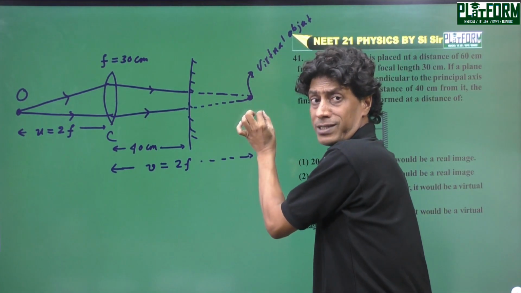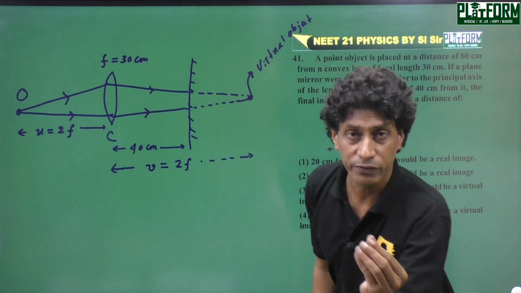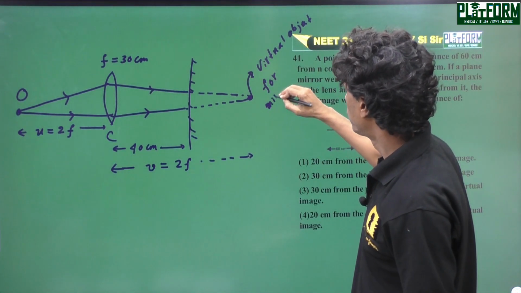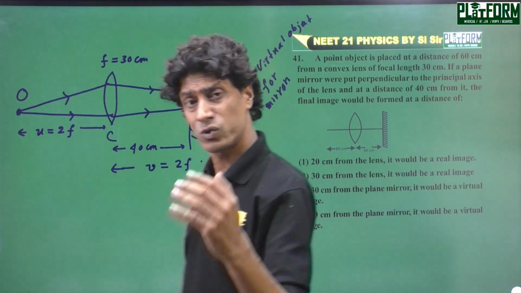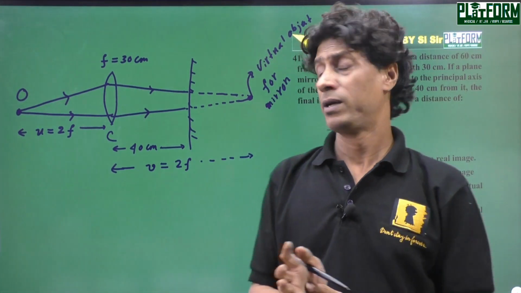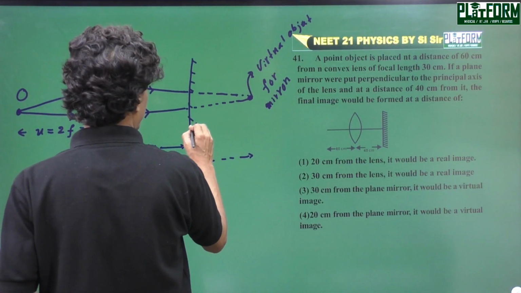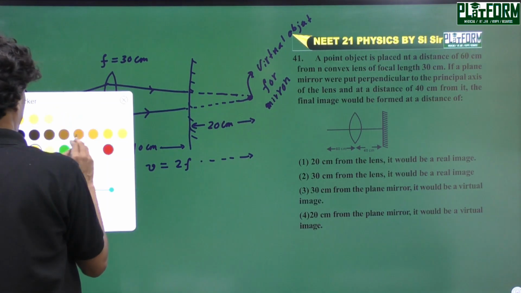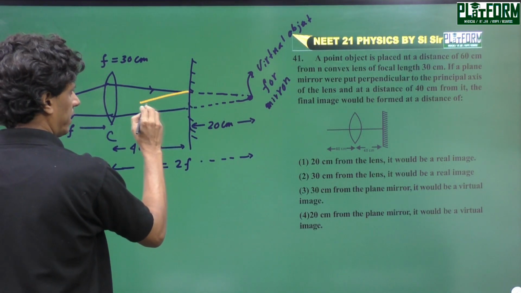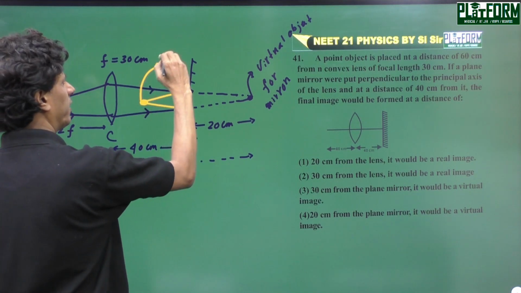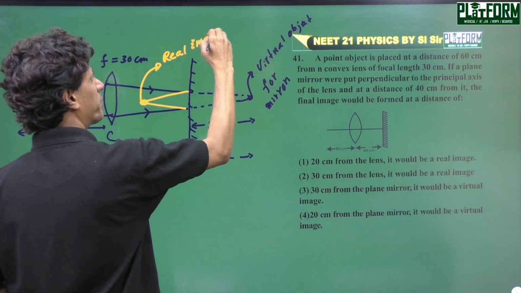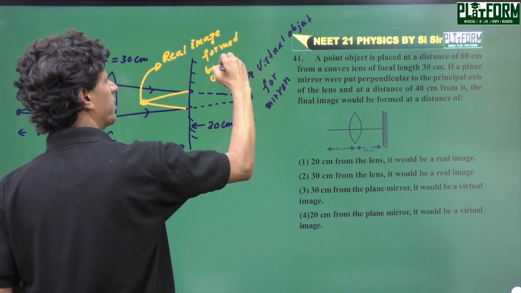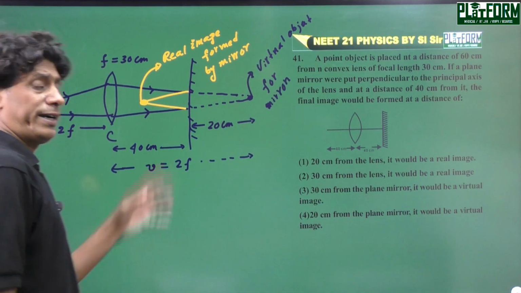The point of convergence of two converging rays behaves as a virtual object for the mirror. So a mirror can also form a real image if the object is virtual. And this distance is 20 centimeter. So finally, after reflection, a real image is formed by the mirror. Let us check the options given.